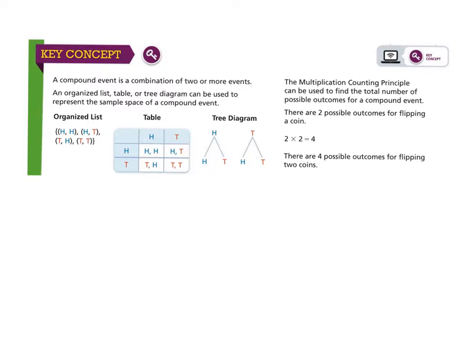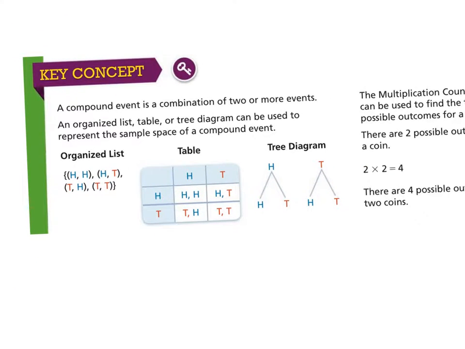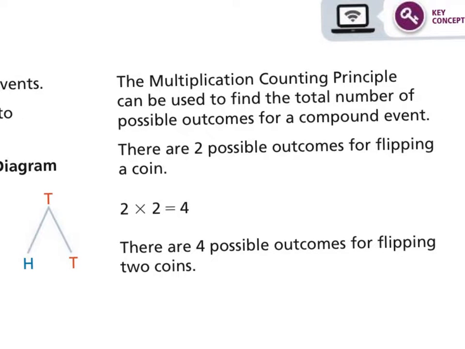So key concept, we talk about compound events. Again, if we have at least 2 events happening, that's called a compound event. We can use an organized list, a table, or a tree diagram to represent the sample space. Again, the sample space is just a list of all the possibilities. So you can see how they've done that with heads and tails, flipping 2 coins there. And then the multiplication counting principle or fundamental counting principle can be used to find the total number of possible outcomes. So in this case, we flip a coin, we flip a coin. 2 options, 2 options. We multiply, we get 4.